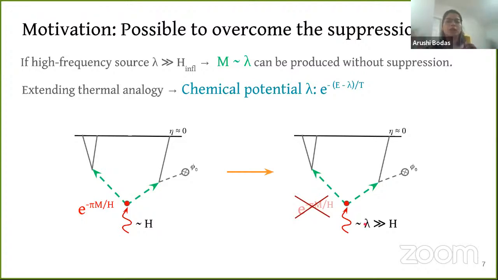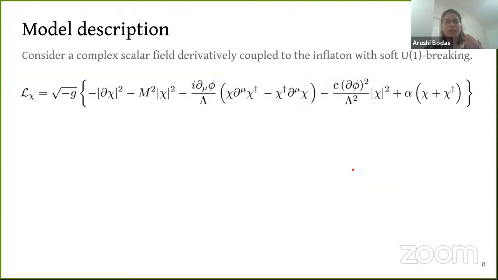And to give a more thermal analogy, it's sort of like saying if I have a chemical potential, then I can essentially create particles which are heavier than the temperature without suffering Boltzmann suppression. So that's kind of what we want. And I will now describe one model in which you can implement this chemical potential like idea. I'll consider a simple case where the heavy field is a complex scalar field.